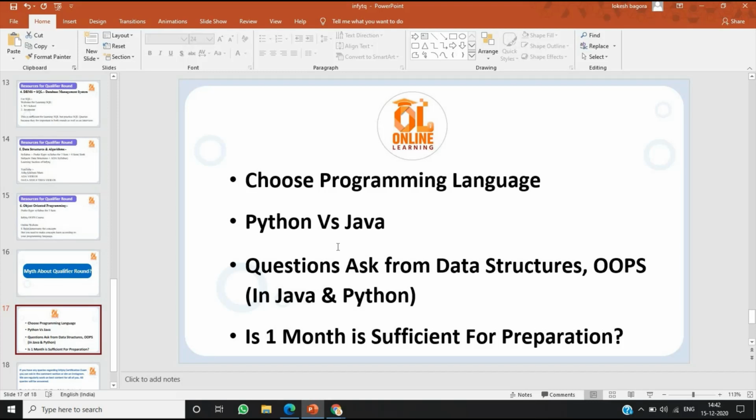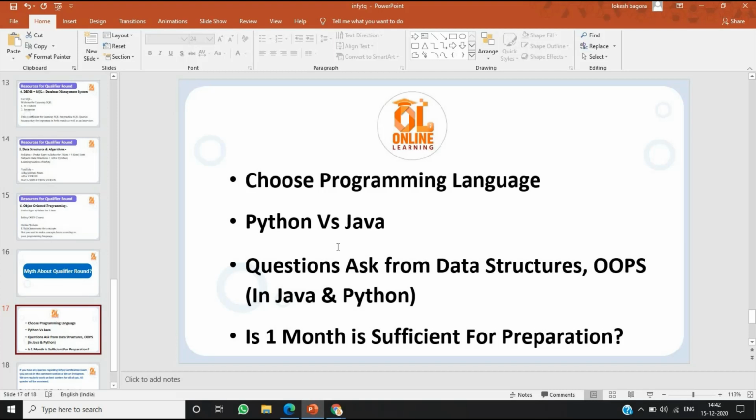Friends, there is no confusion at all. If you are comfortable in any programming language, for example Python, you can choose Python. If you are comfortable in Java, you can choose Java. But a very important point: if you choose one programming language, please be sure, because after selecting it you cannot change it for the qualifier round.